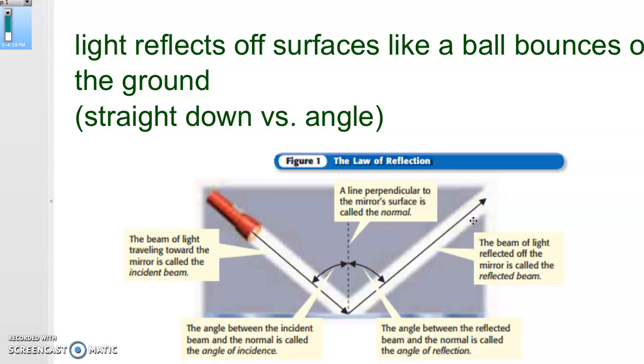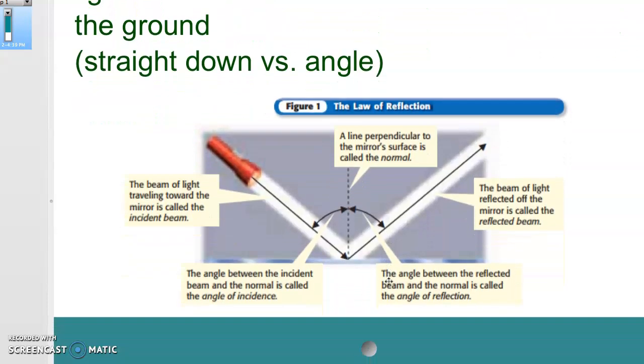Couple things that we need to take note of is there's a perpendicular line here. We call that the normal. And then there's an angle between the incident beam and the normal. We call that the angle of incidence. And then there's another angle right here between the normal and the reflected beam, which we call the angle of reflection. So these are just some terms that we would kind of be spending a little bit more time with if we were in class, but that you'll be familiar with as you move into high school and even some geometry with angles.